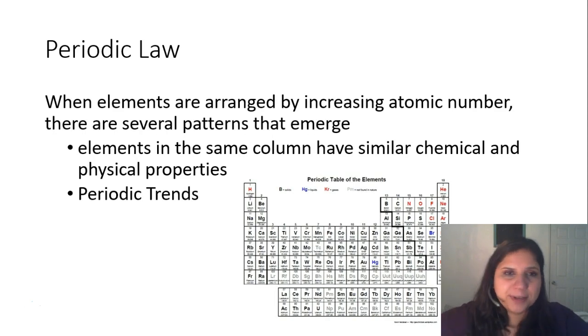First, we need to know about periodic law. This just states that when you arrange the elements by increasing atomic number, we start to see several patterns, and those are what we call our trends. Another thing that we start to see is that elements in the same column of the periodic table, which we call families, have very similar chemical and physical properties.